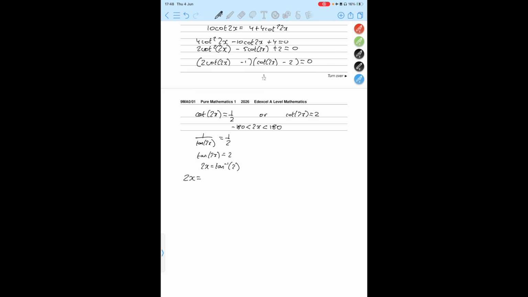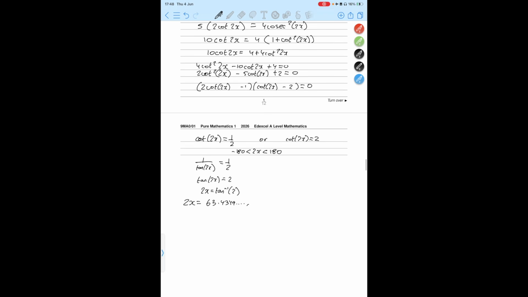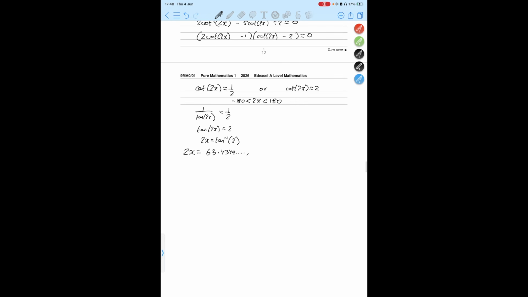So my first solution, okay, I get is 63.4349. So what I always like to do is store my principal solution, so my first one. Now I know I'm between minus 180 and 180. I can't do 180 plus here because that's going to take me outside of my bound. So what I'm going to do is subtract 180 from this answer. So that gives me minus 116.5650512. So those are my two solutions for the left-hand side.